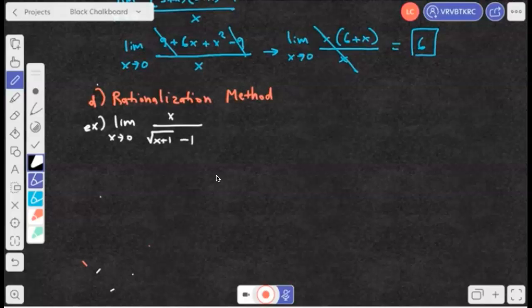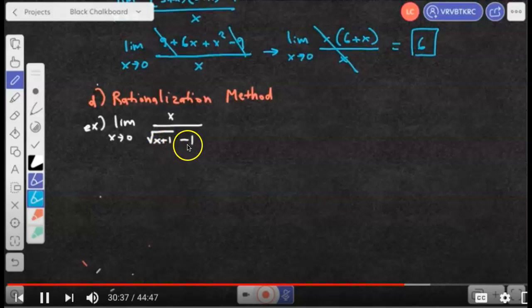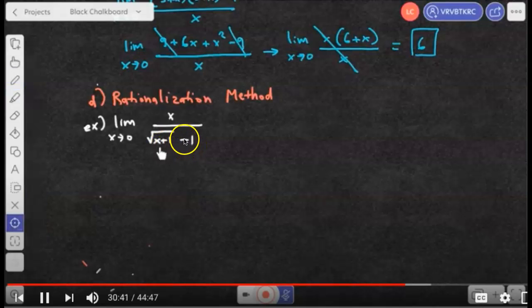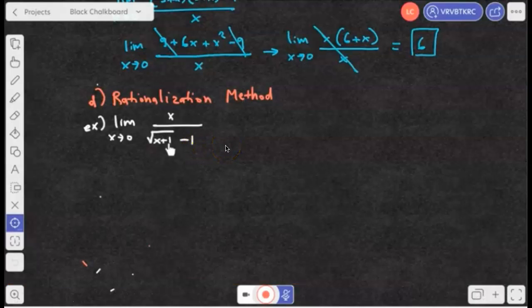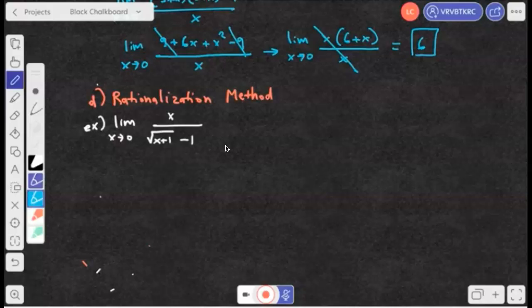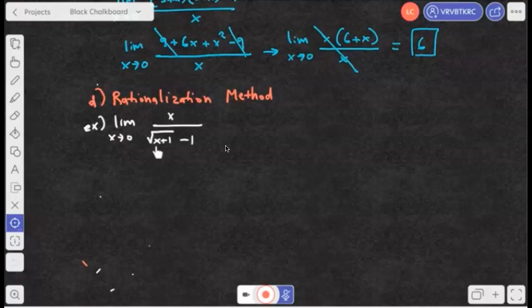To do rationalization, we're going to take the part that contains the square root, and that minus sign in the denominator is going to become a plus. You'll see that in a moment, how we're going to change the look of the fraction. We're going to multiply by radical x plus 1 plus 1, both on the denominator and on the numerator.